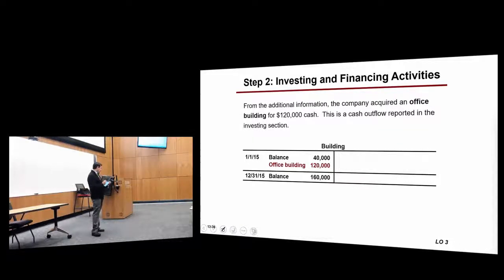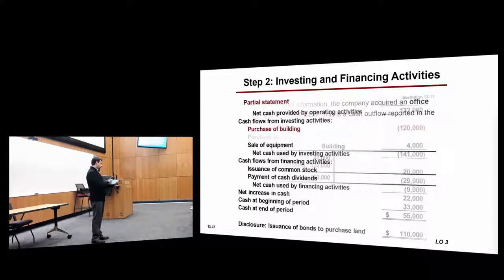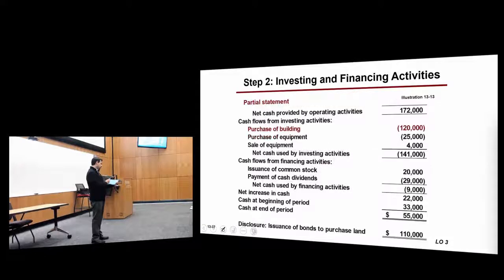Okay, and then we have, from the additional information, the company acquired an office building for $120,000 in cash. Is this cash inflow or outflow? Outflow, so it's negative, right? You simply add it here as cash from investing, purchase of the building. It's minus. It's a cash outflow. It decreases your net cash, so net cash will decrease by 120,000.